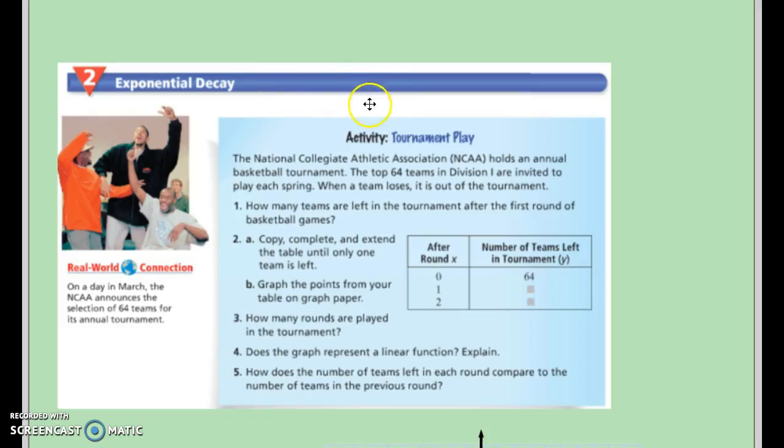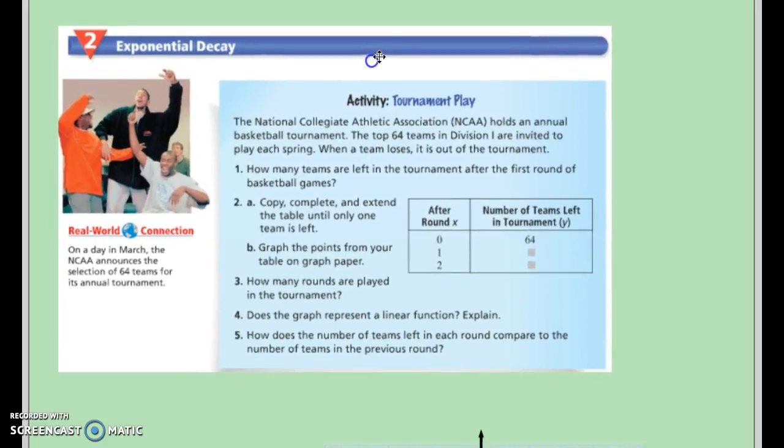Okay, so let's look here at a real-world example of some exponential decay. The NCAA holds an annual tournament, which is going on right now actually. The top 64 teams in Division I are invited to play. When a team loses, they're out. So our question is: how many teams are left after the first round of basketball games?